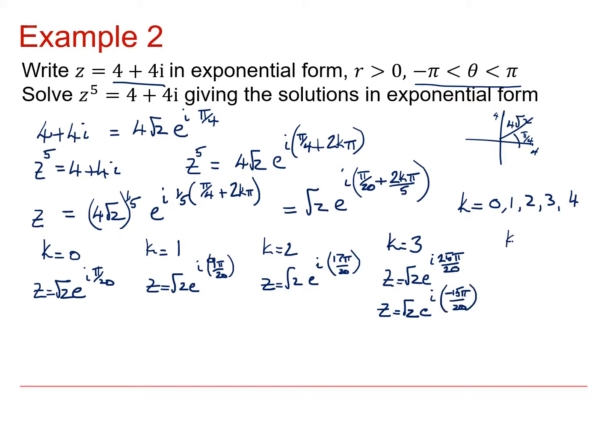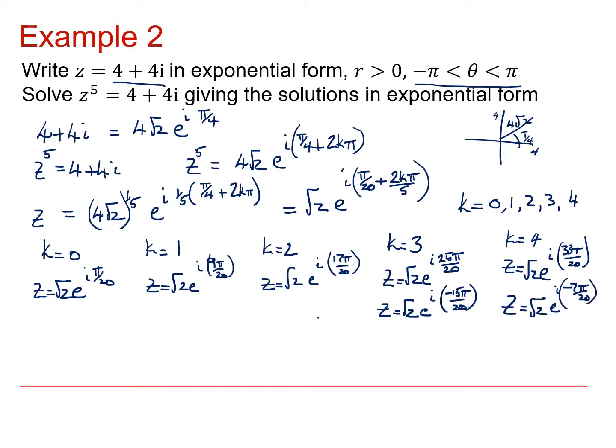And when k equals 4, z is equal to root 2 e to the i 33 pi by 20. And again, that's too large, so I need to spin it back again. So that's going to be root 2 e to the i minus 7 pi by 20.